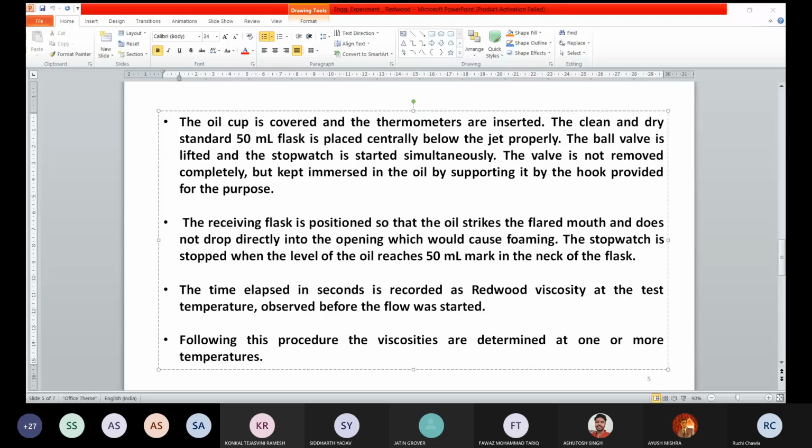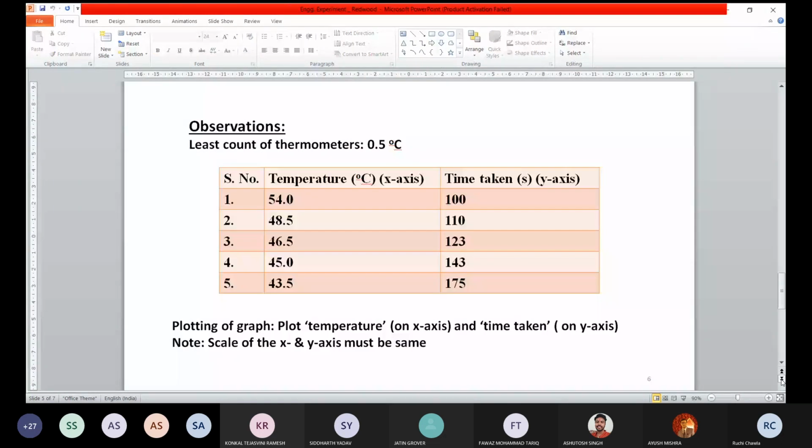Now coming to the observations. Slide number 6, is it visible? Yes, ma'am. The least count of the thermometers you need to mention. There are two thermometers. You can mention T1, T2. It is the same for both of them. Then the observation table that you will make. Typically, there are two columns.